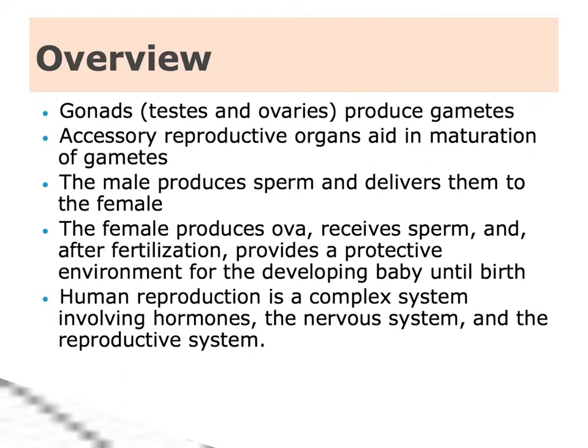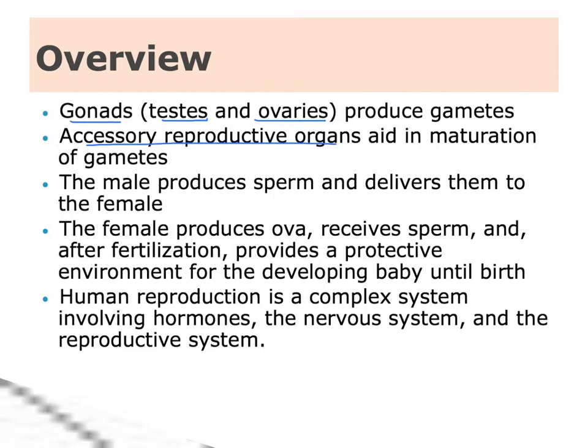To look at the male and female reproductive systems together for an overview, you have gonads, which is the name for the organs that make the gametes: testes in males and ovaries in females. And then there are various accessory reproductive organs that aid in the maturation of the gametes and the transportation of gametes to where fertilization can occur. The male's job is to produce sperm and deliver it to the female. The female's job is to produce ova, receive the sperm, and then after fertilization, provide a place for the developing baby.